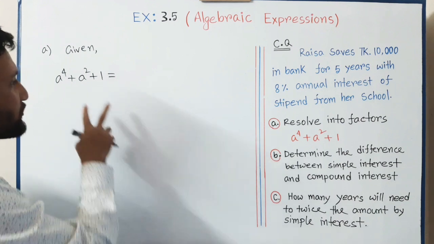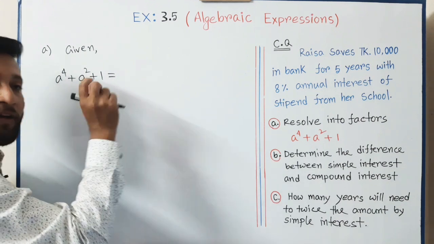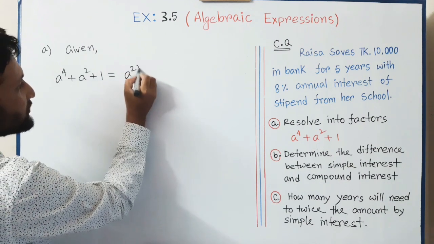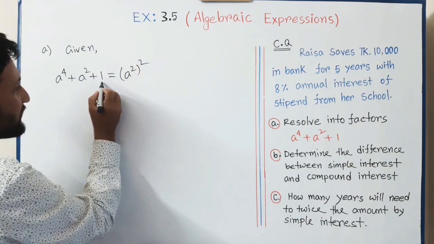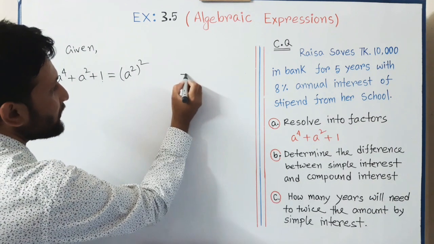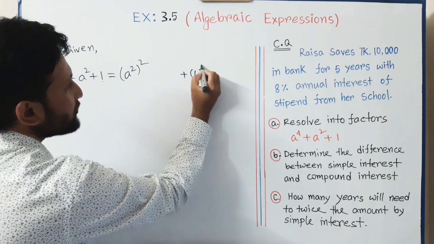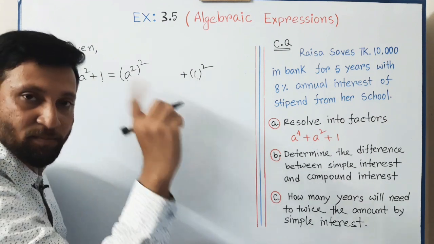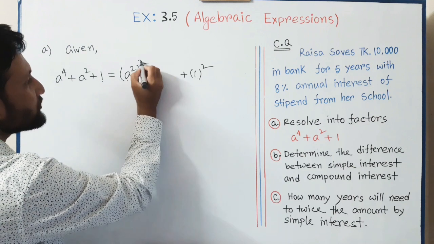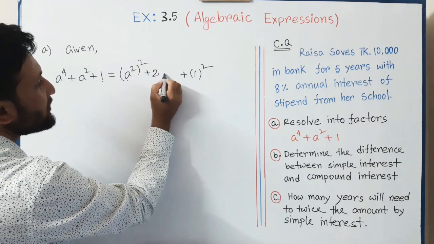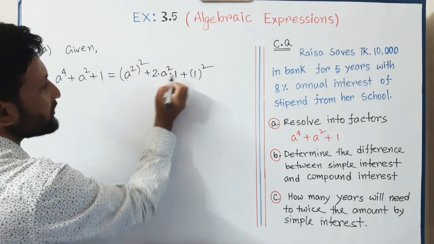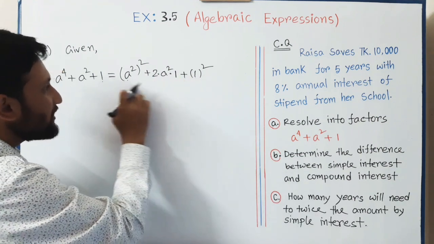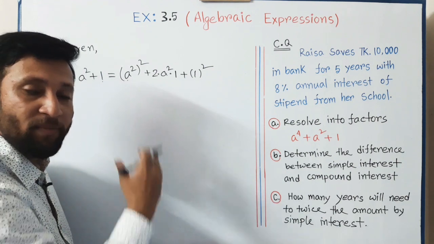To resolve into factors, we have to follow a technique. The technique is to write a to the power 4 as a square whole square, and the last term 1 as 1 square. Imagine a square is a and 1 is b. Then we can write a square plus 2ab plus b square, which is rearranged in the formula a plus b whole square.